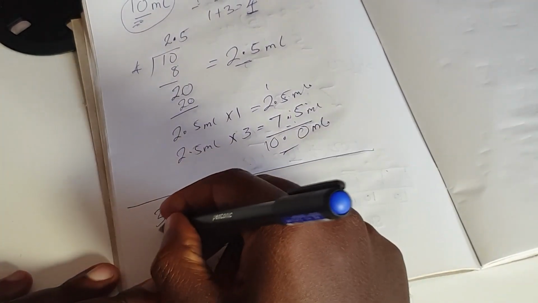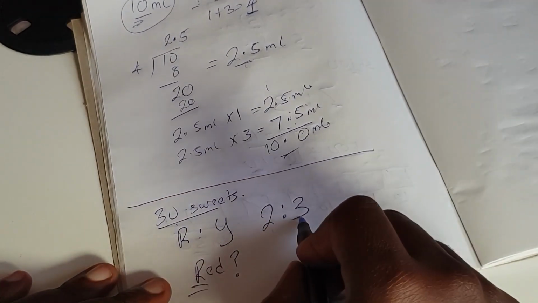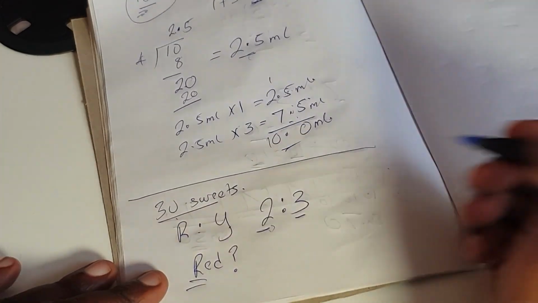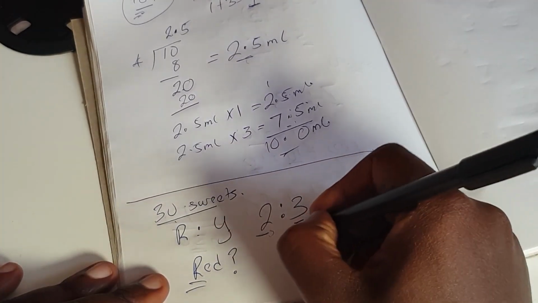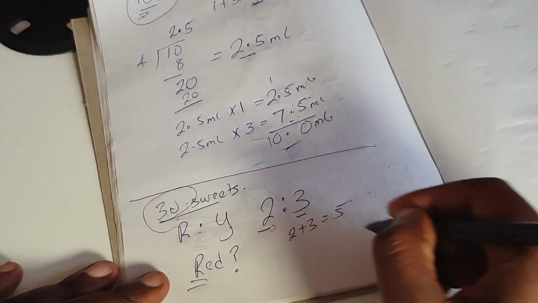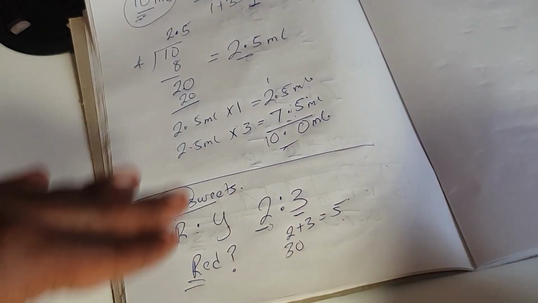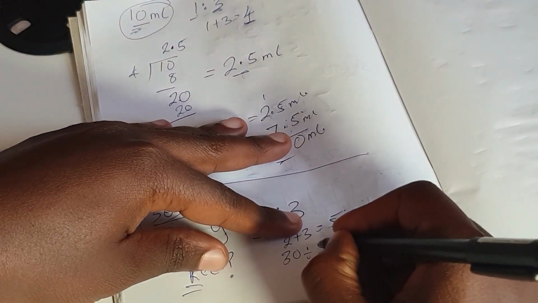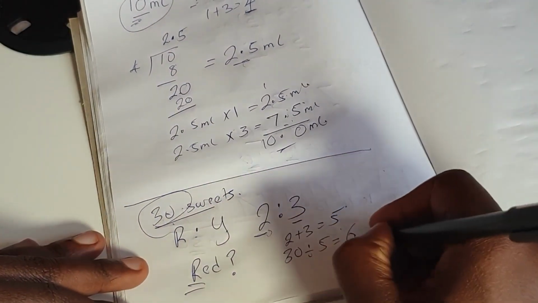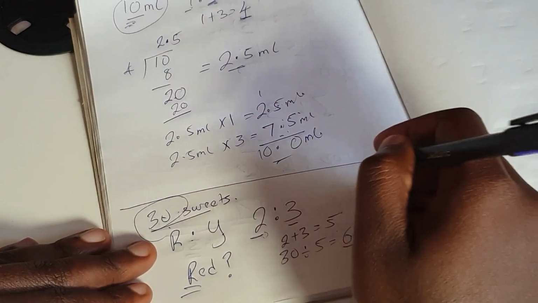So of course we're going to share, this is the total. We want to share it into the ratio 2 to 3 to figure out how many red sweets are there and how many yellow sweets are there. So what's the total value of our ratio? It is 2 plus 3, which is 5. And then we take the total and divide it here. 30 divided by 5 is 6. So you have 6, the value of the individual units, right?